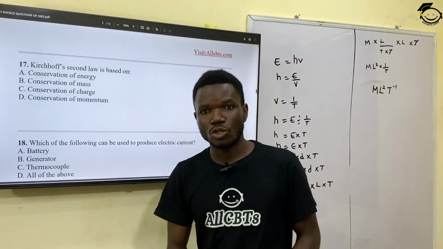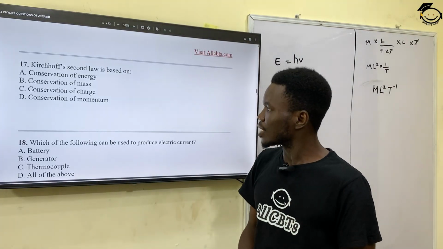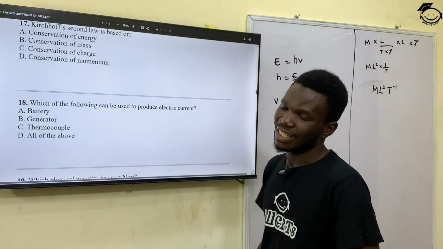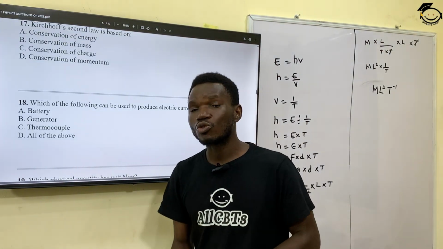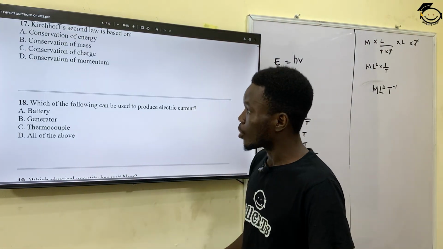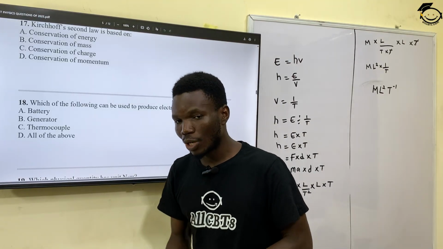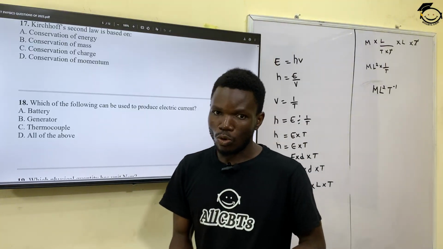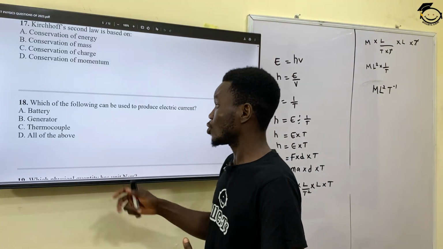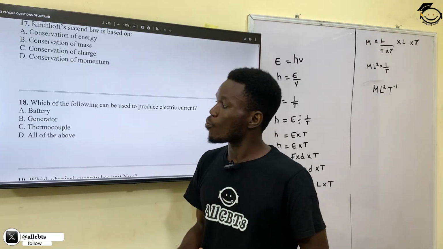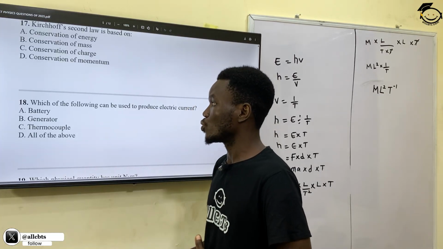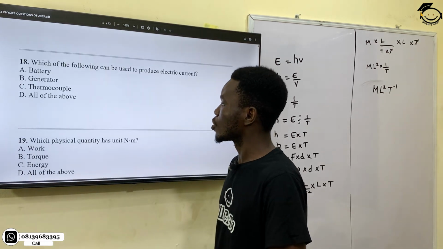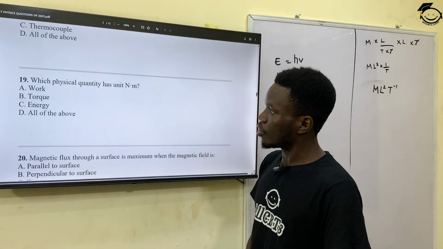So that is also question number 18, which says, which of the following can be used to produce electric current? We can use a battery to produce electric current. We can use a generator to produce electric current. We can also use a thermocouple to produce electric current. So the correct answer to this question is all of the above. We can use everything here to produce electric current, which is option D. All of the above can be used to produce electric current.